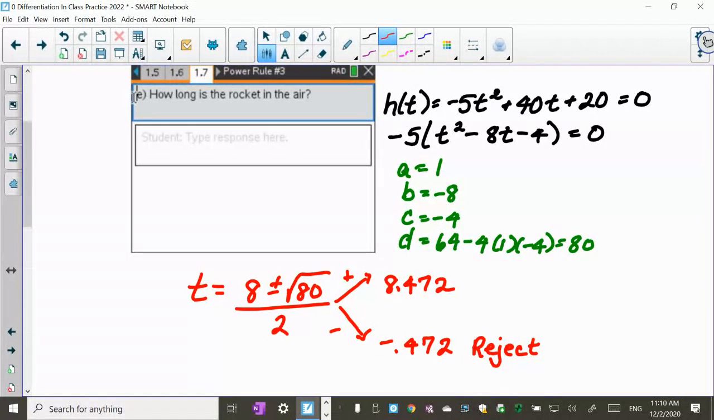So how long was it in the air? It was in the air 8.47 seconds. So that should take you back.